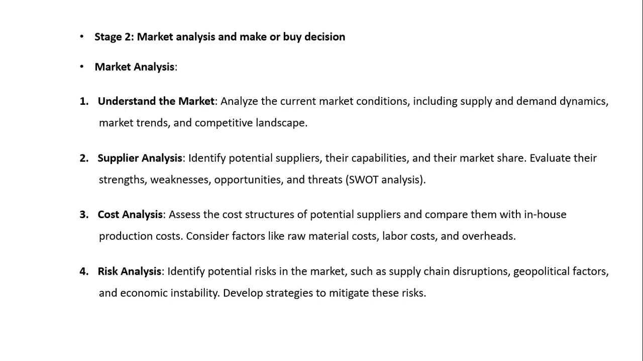SWOT analysis. 3. Cost analysis. Assess the cost structures of potential suppliers and compare them with in-house production costs. Consider factors like raw material costs, labor costs, and overheads. 4. Risk analysis. Identify potential risks in the market, such as supply chain disruptions, geopolitical factors, and economic instability. Develop strategies to mitigate these risks.